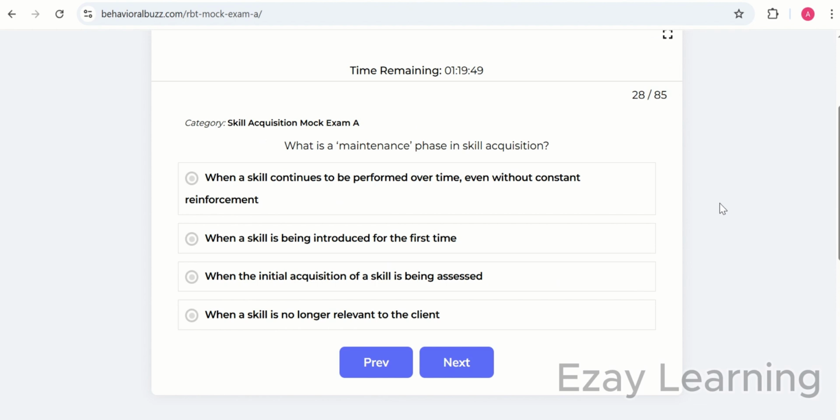What is a maintenance phase in skill acquisition? Maintenance is when, even with time, the skill continues to be performed. Even if you are not teaching it continuously, even if you are not giving constant reinforcement, the skill has been maintained. That would be the maintenance phase.